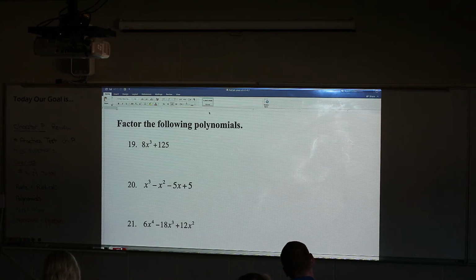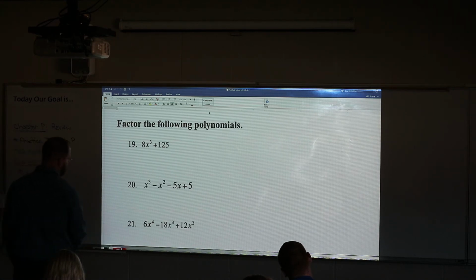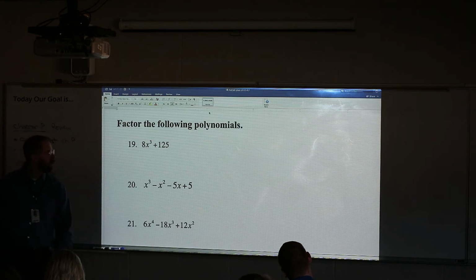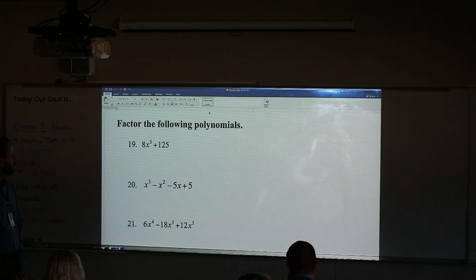So obviously the top one's a cube rule. The middle one's a grouping. The bottom one's a trinomial of some type, but it looks like it's probably common factor first. Okay, is there any in particular you want me to go through? Because I'll start with that. Is there one that we want to see first? Because I might not go through all of these if you know how to do them.